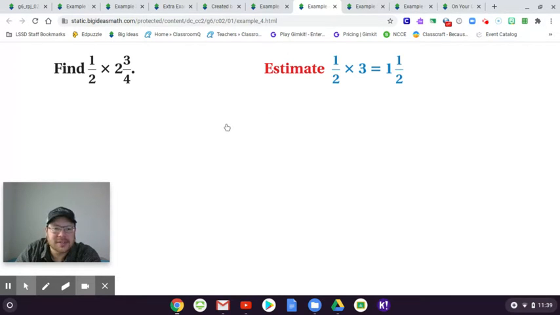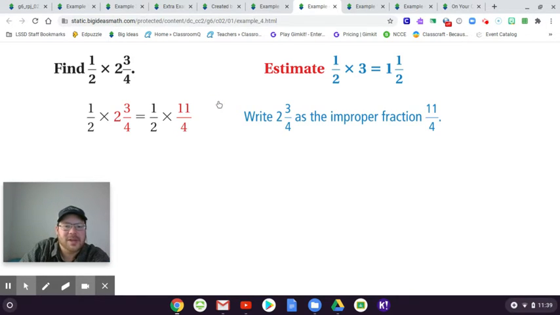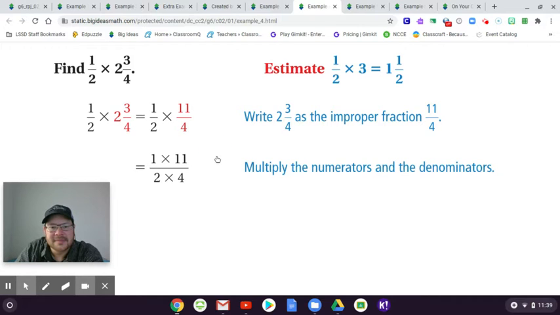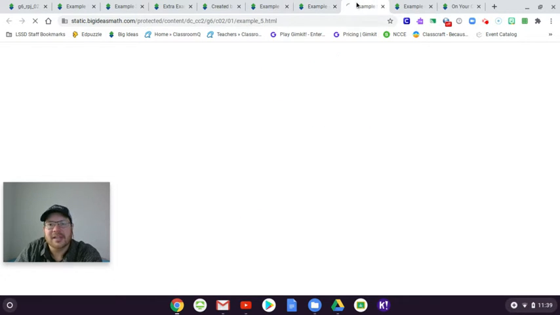So they're saying estimate half of about 3 is about 1.5. So our answer should be about 1.5. So first turn this into an improper fraction of 11/4, and now multiply and see what your answer is. Okay, so if you said 11/8, that's correct. And you can also simplify that to 1 3/8. Okay, we got a couple more examples.